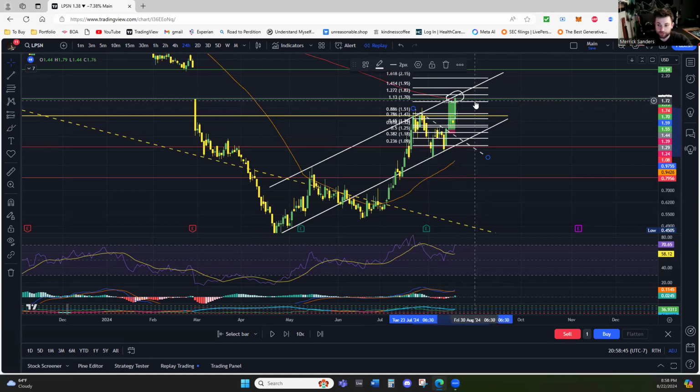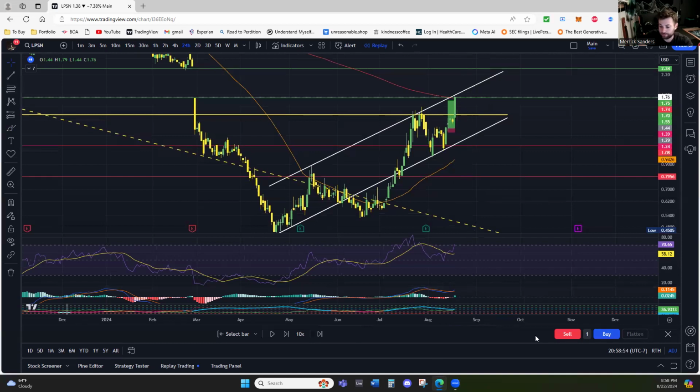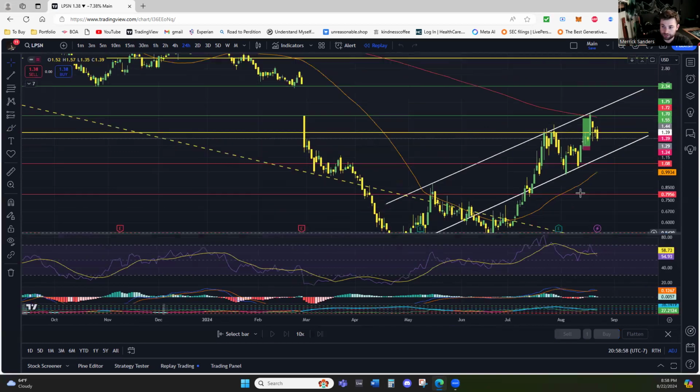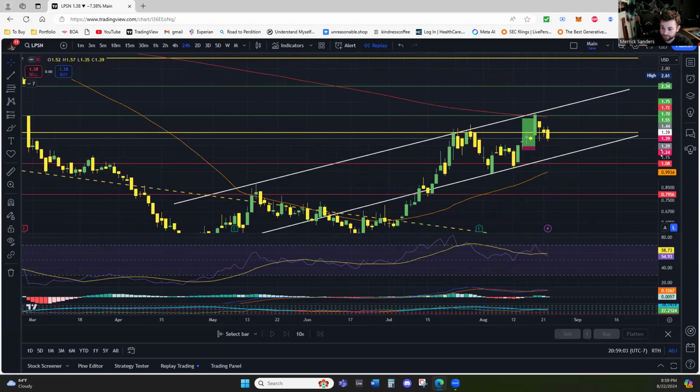So roughly, I didn't draw that in perfectly, but there's this resonant point that kind of acts like a magnet and/or resistance repellent, I guess in this case. We'll play this out. So as you can see, we had that strong candle up to it, but then a pretty powerful rejection here.